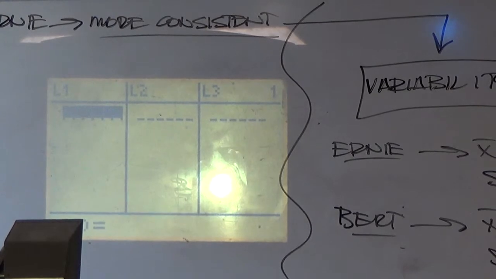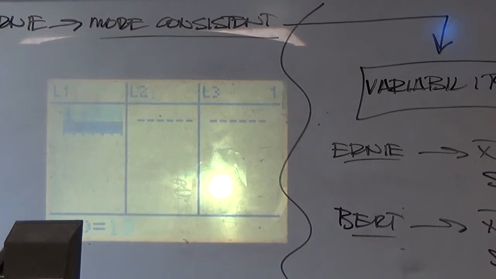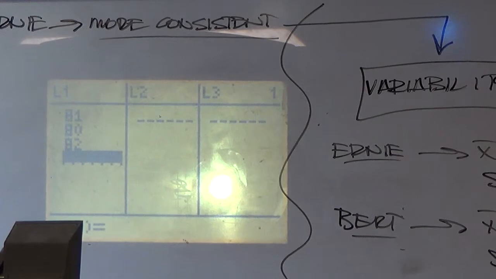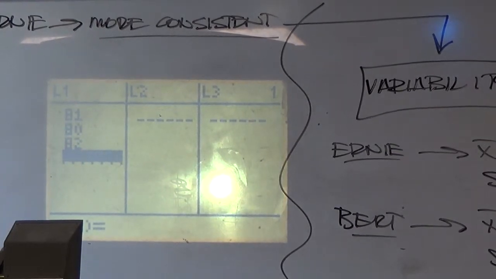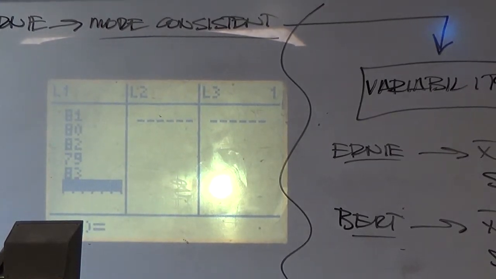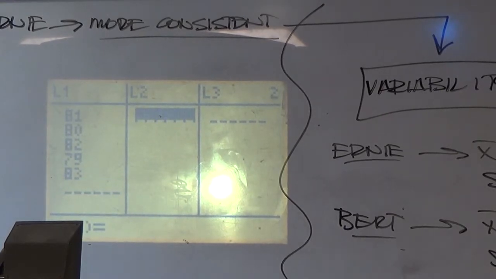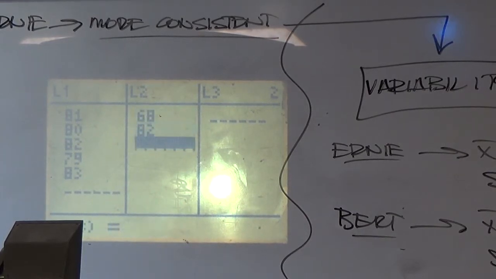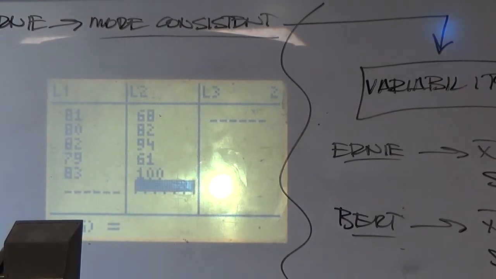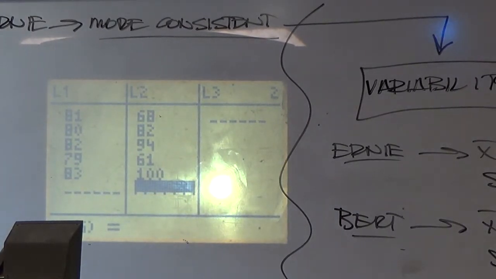Let's put Ernie's scores in L1. So he had an 81, an 80, an 82. What I'm doing is I'm typing the number and pressing enter or down each time, with your choice there. 79 and 83, is that right? That's what Ernie did. Put Bert in L2. So Bert had, I forgot now. Oh, here they are. 68, 82, 94, 61, and 100. All right. There they are.